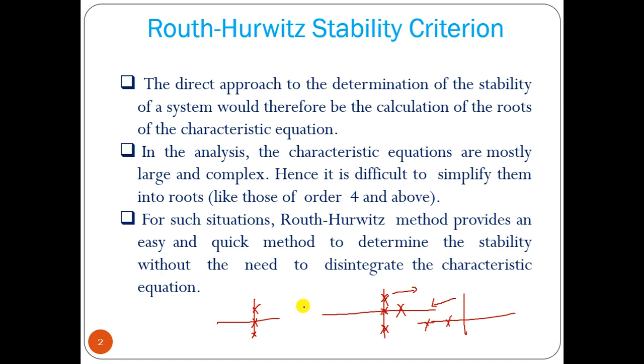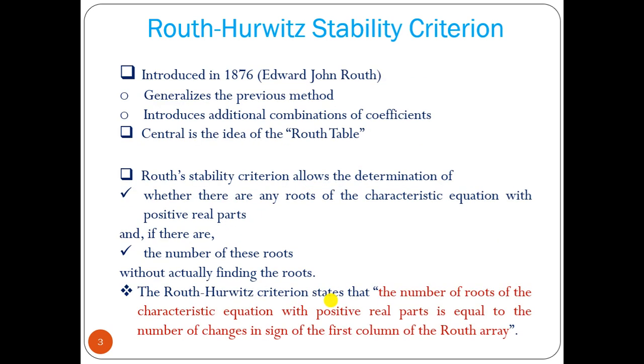Now, to find the pole values, if the order of the system is 4 and above, it is a little bit difficult. So if the order is higher than 4, then we can apply the Routh-Hurwitz stability criterion to find the stability of a system. The main point is that we have to construct a Routh table from the coefficients of the denominator polynomial or characteristic equation. Then we have to look into the first column of the Routh table.